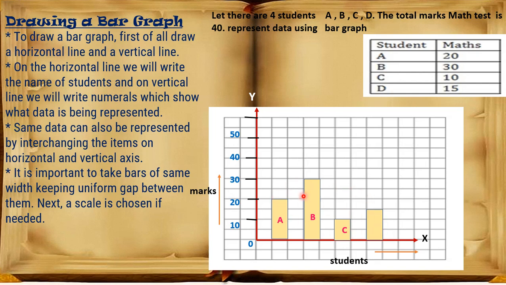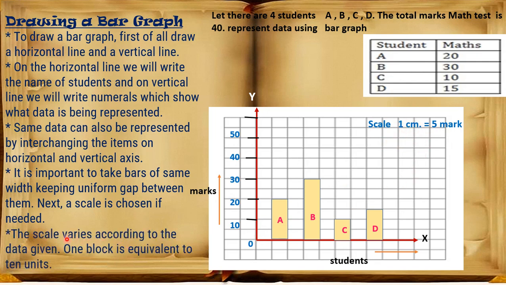So here the graph is almost done. But one thing we have to mention is the scale, on the topmost right corner of the graph paper. The scale we are taking here is 1 centimeter or 1 unit equal to 5 marks. So write down the scale here, and this graph for the marks of the students in the test is now shown using the bar graph. So it's simple to draw a bar graph.